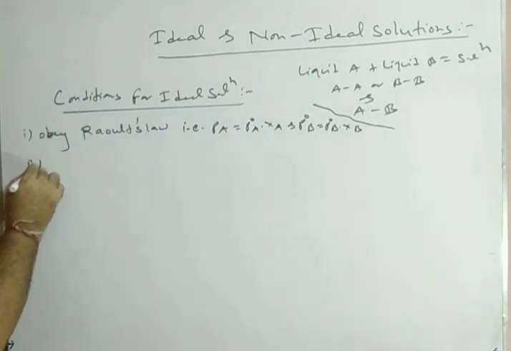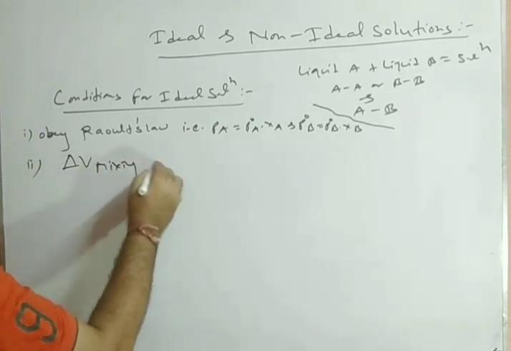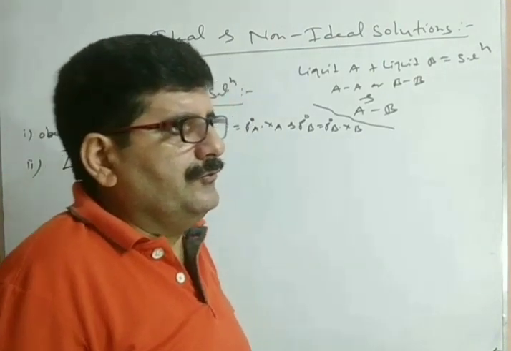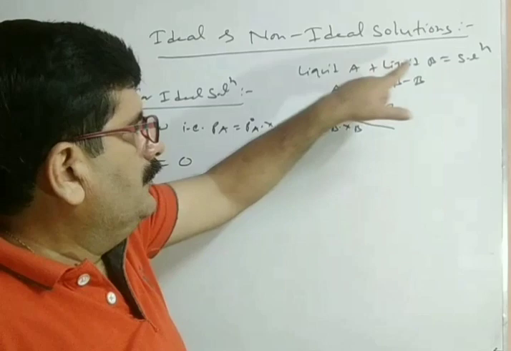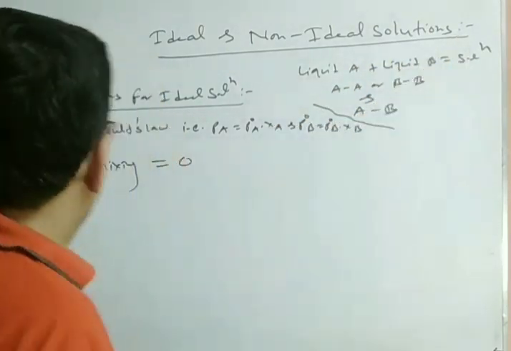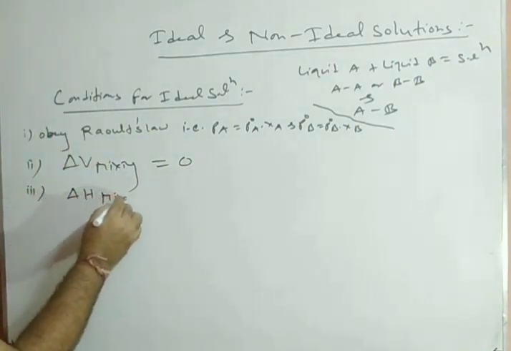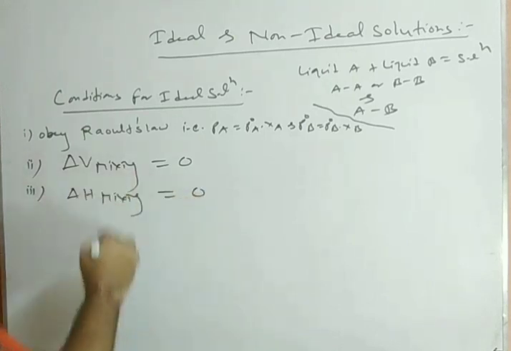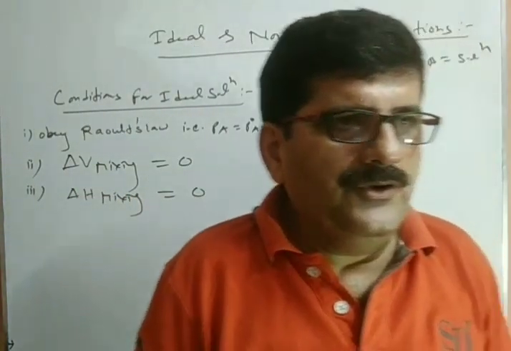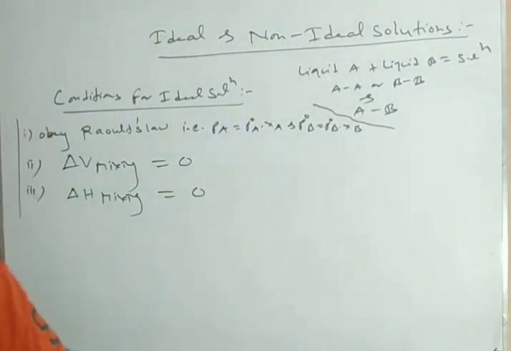Second one, delta V mixing is equal to 0. It means the change of volume becomes equal to 0. Suppose here volume V1, here V2, then V1 plus V2 is equal to the volume of solution. Third one, delta H mixing also equal to 0. It means the change of enthalpy must be equal to 0. So such are the conditions for an ideal solution.